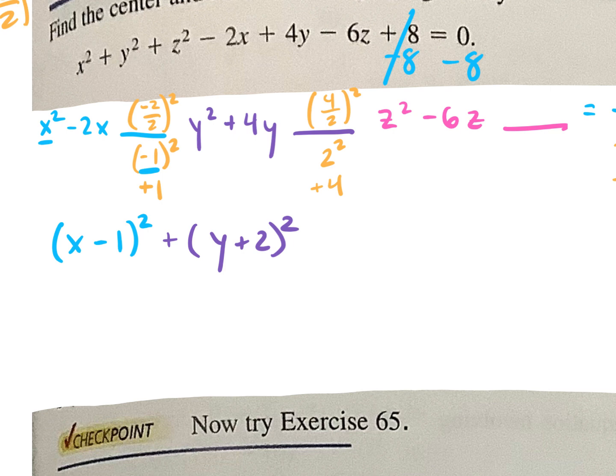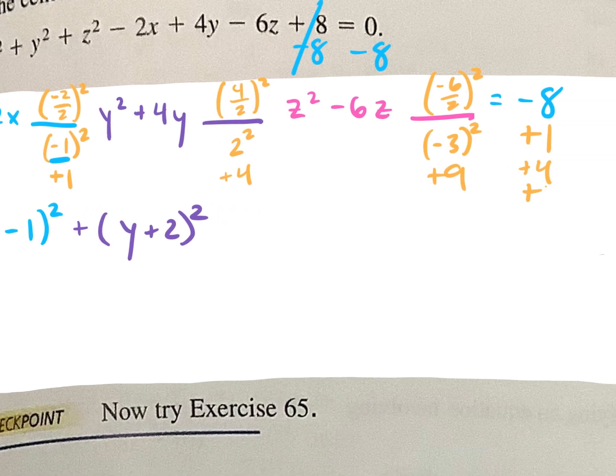Do you have any question? No, I don't. Okay. So we have negative 6 over 2 squared. So it'd be negative 3 squared. What's negative 3 squared? 9. So I'm adding 9. What else do I have to do? Add it to the other side. What's going to go in my parentheses squared now? Z minus 3 squared. Perfect.